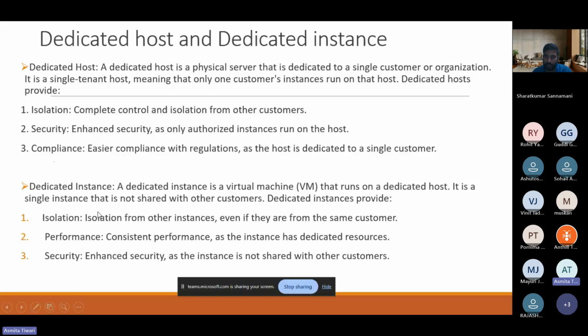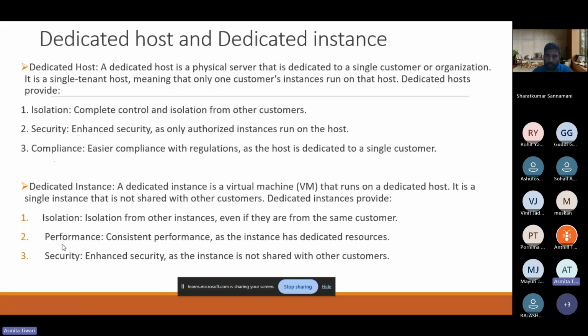Dedicated instance provides isolation, performance, and security. Isolation means the virtual machine is completely isolated from any other instance. Performance means the virtual machine has its own dedicated resources, so you get constant performance. Security means the virtual machine is not shared with anyone else, so it is more secure.